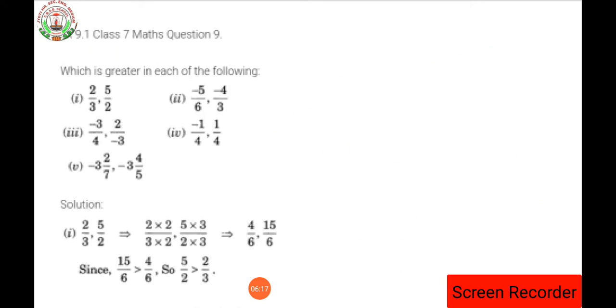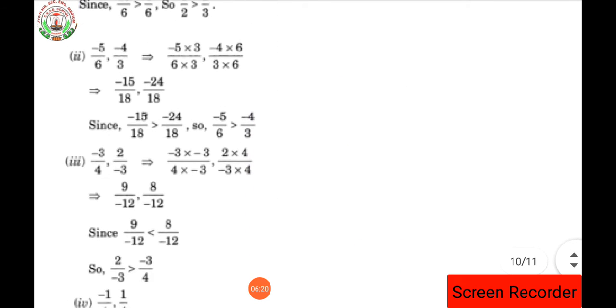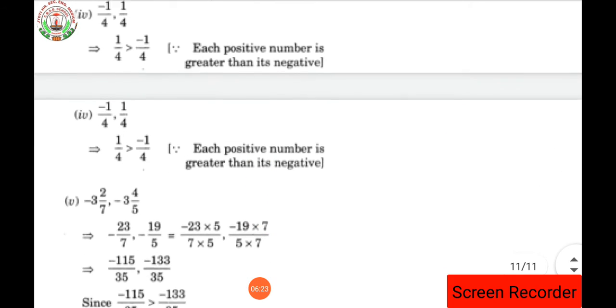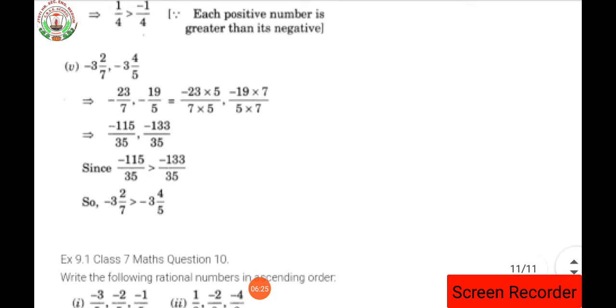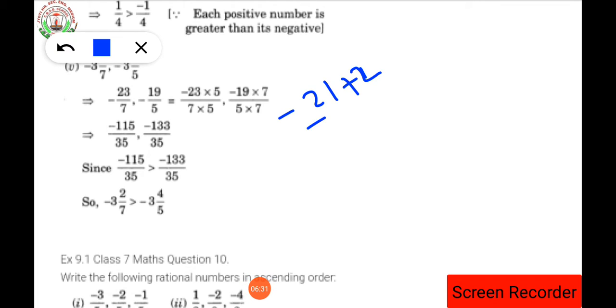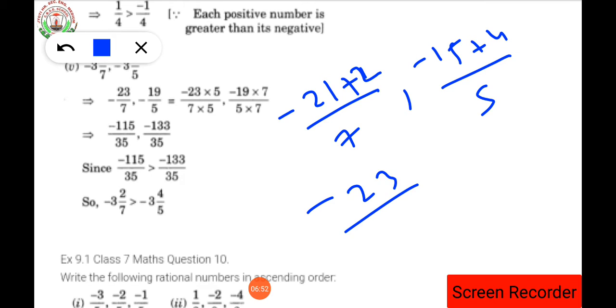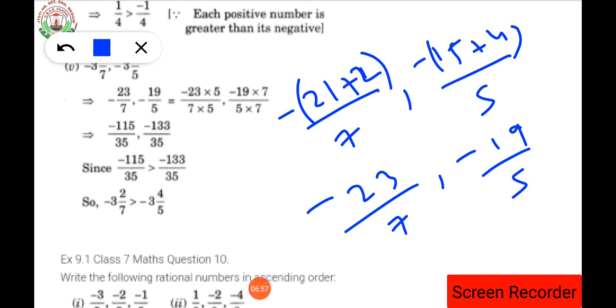Clear? After this we are going to see. So here, yes, we are doing the correct way. So what we are having? Minus 21 plus 2, isn't it, upon 7, and minus 15, then plus 4 upon 5. This is the number we are having, isn't it? So here it becomes minus 19 upon 7 when we add this, and when we add this, it will become minus 11 upon 5, isn't it?